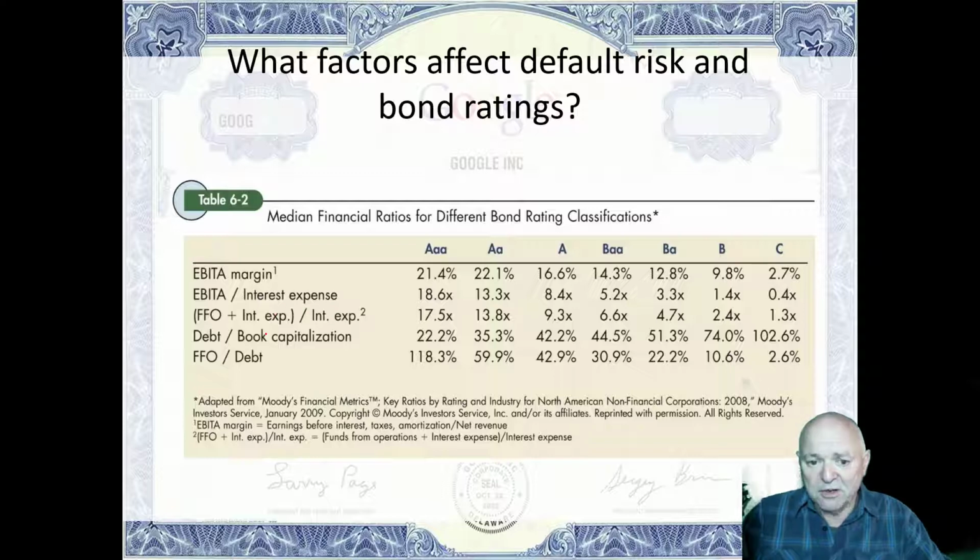The interest cover, your EBIT over interest. If it's 18 times, then you're AAA, and if it's only 5 times, well, you're probably only a BBB. A different measure of interest cover, a cash interest cover, funds from operation plus interest expense divided by interest expense. There we've got 17 times gives you AAA, and about 6.6 times gives you a BBB.